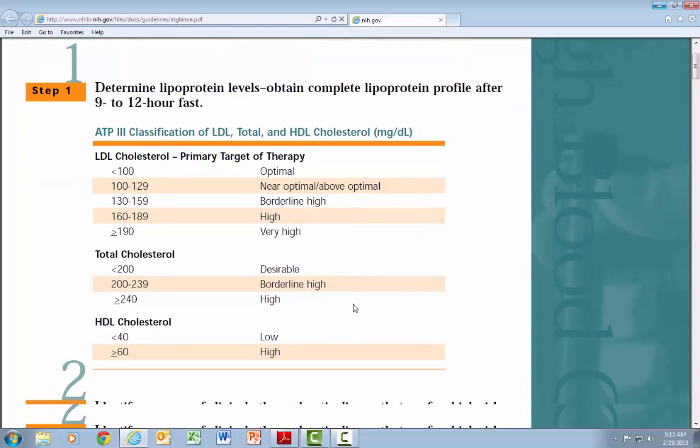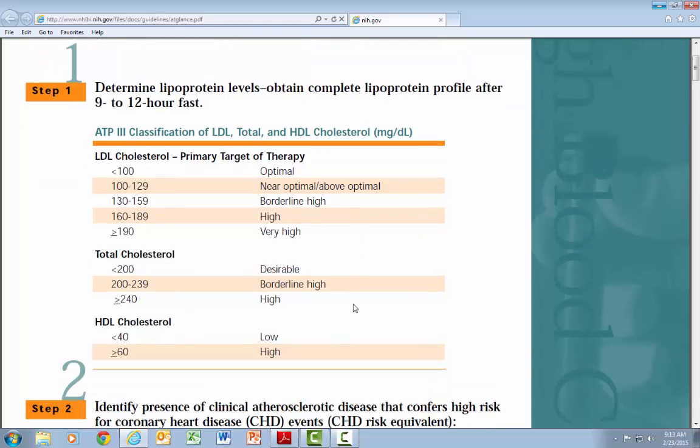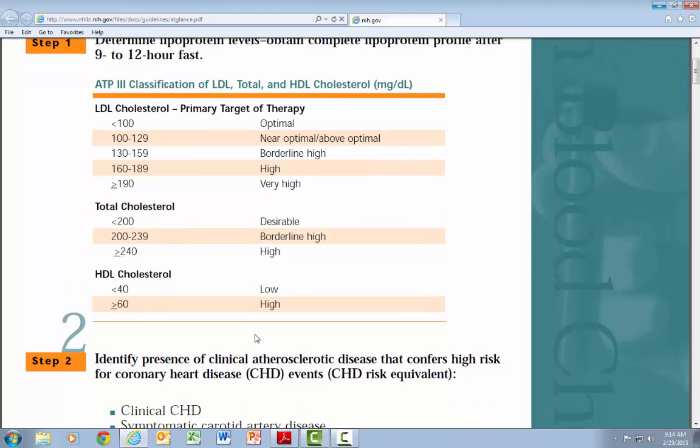Total cholesterol, the desirable level for the guideline is less than 200, and HDL must be for female more than 50 and for males more than 40. It's considered to be very low when you have less than 40, and optimal for the guideline will be even more than 60 or equal.